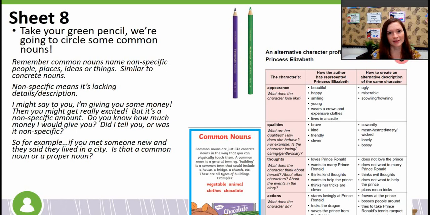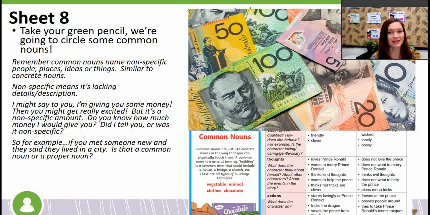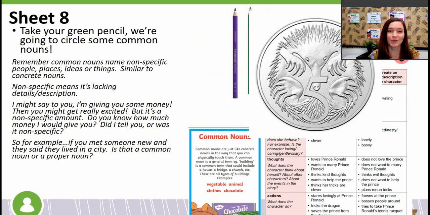So I might say to you, I'm going to give you some money. You might get really excited because I wasn't specific about the amount I was going to give you. Did you know how much I was going to give you? Did I tell you, or was it non-specific? It was non-specific.